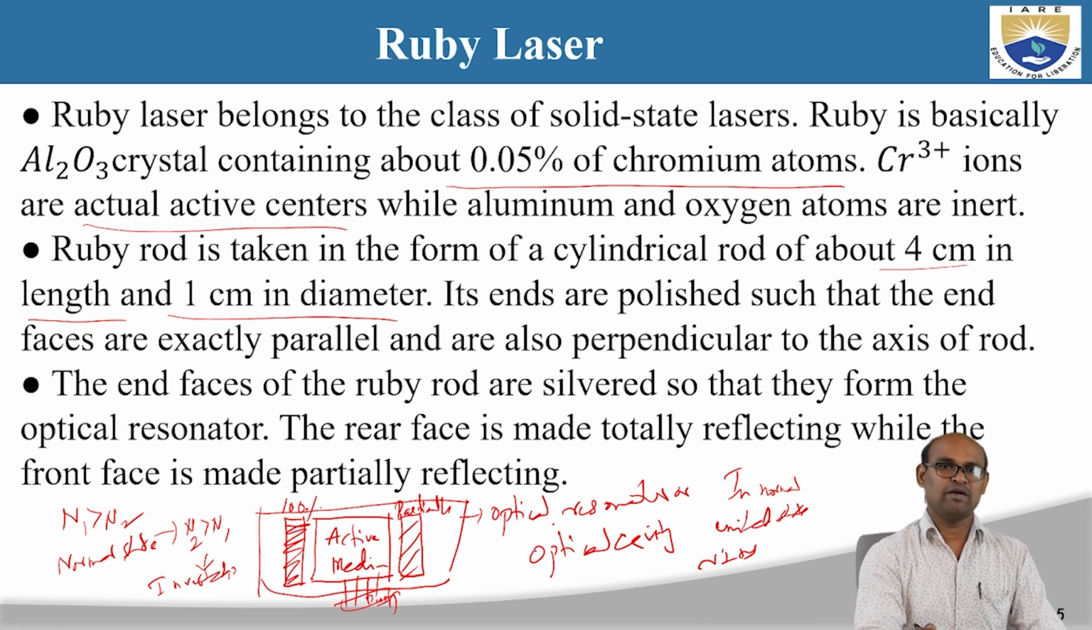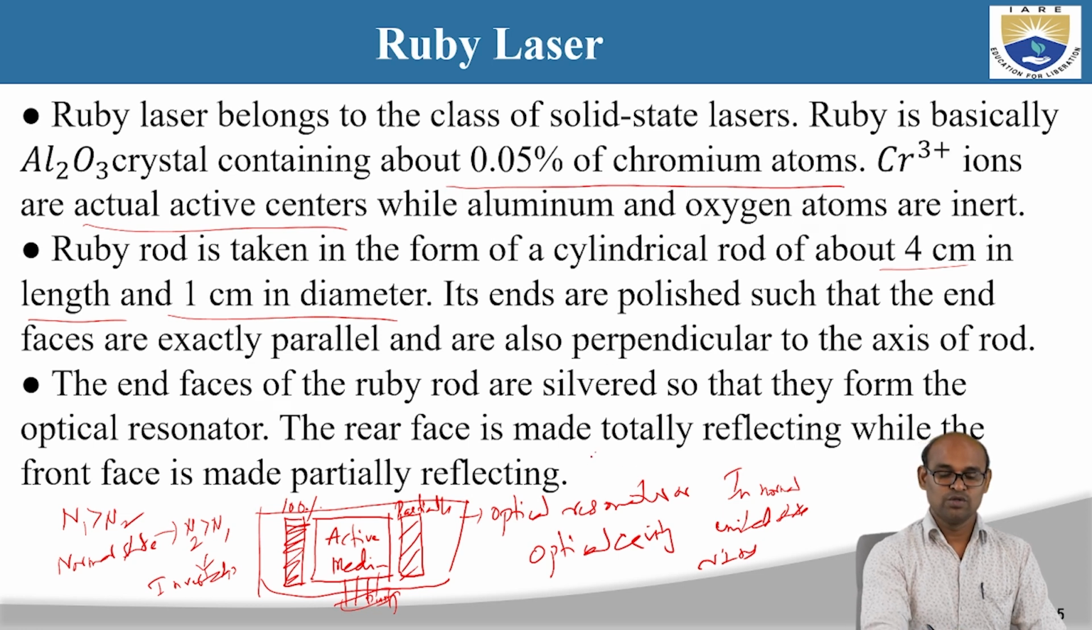We need an optical cavity or optical resonator for the lasing action. So to get this optical resonator, we take the ruby crystal in the form of a rod around 4 centimeters in length, and we polish both ends of this ruby rod so that we obtain the optical resonator. The ends are polished such that the end faces are exactly parallel and also perpendicular to the axis of the rod.